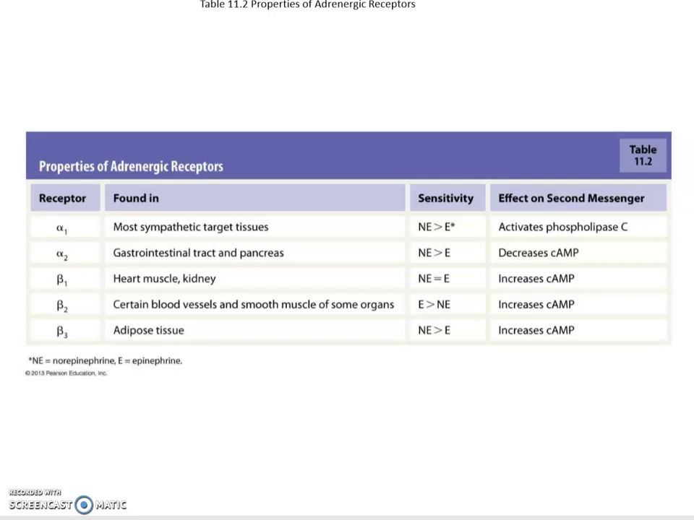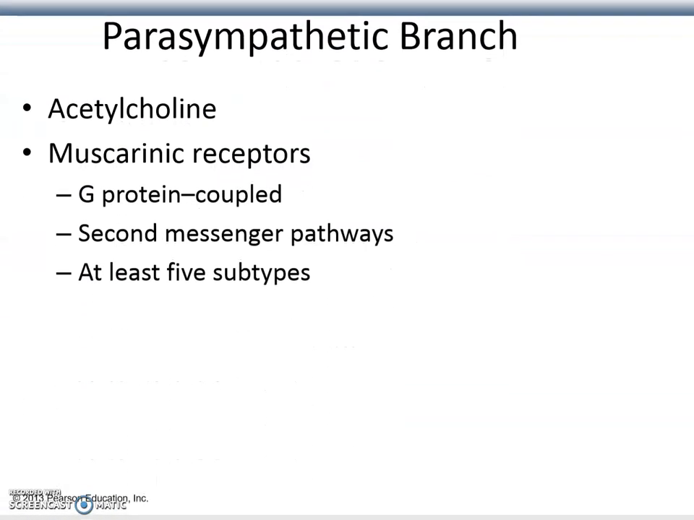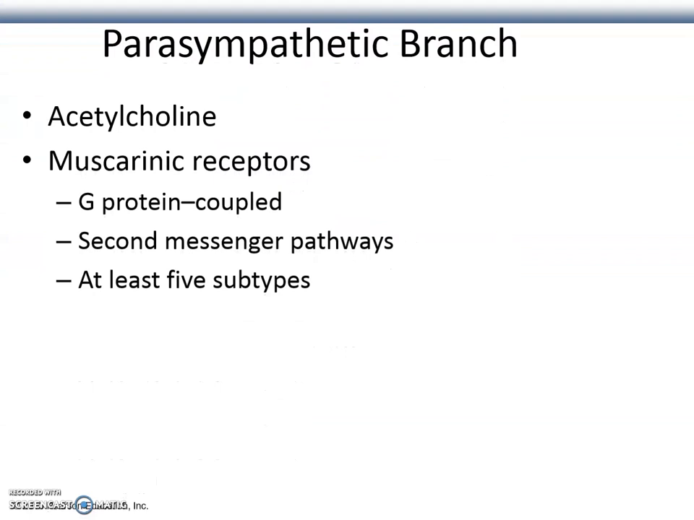For alpha receptors, the main two subtypes are alpha 1 and alpha 2 receptors. And for the beta receptors, beta adrenergic receptors, we have beta 1, beta 2, and beta 3. And there are many more subtypes actually, but for the purpose of this course, you don't need to know any more than that.